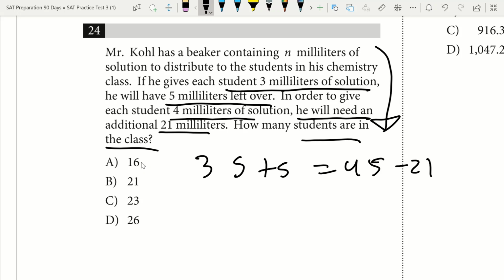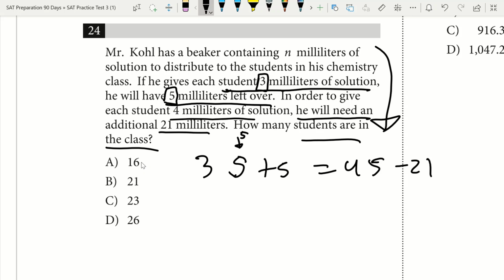So I saw that if he's giving each student 3 milliliters of solution, then 3 times his number of students, right? This is an S here, not a 5. That's an S, not a 5. 3 times his number of students, since he's giving 3 milliliters to each student, plus that 5 he's going to have left over is going to give him his total number of milliliters for that expression there.